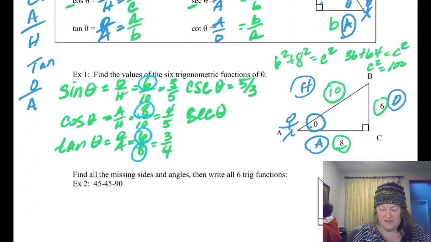And then cotangent is going to be 4 over 3. All right, so we've got that part done. Now let's go find all the missing sides.